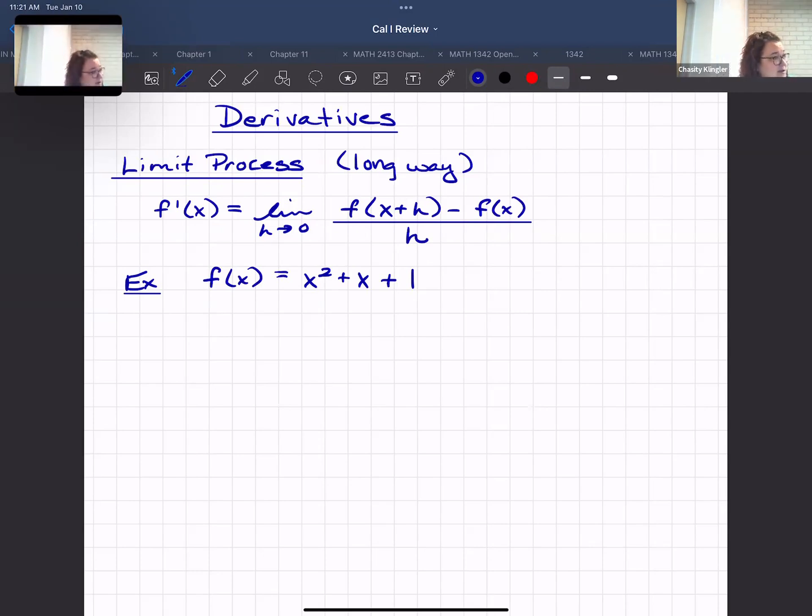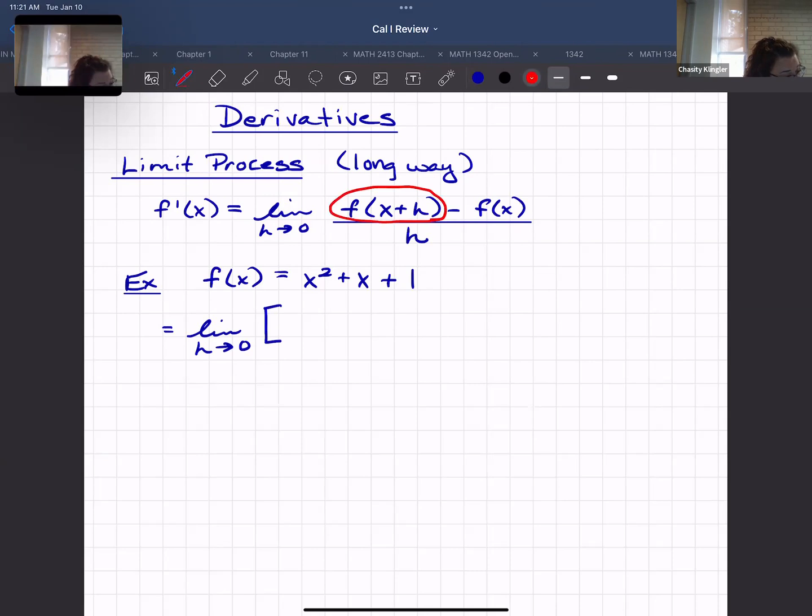So when I say find the derivative by the limit process, you're going to use that limit notation. So we're going to do the limit as h approaches 0. And I'm going to put a bracket here for this part. That's my first bracketed part. What does that mean to do? What does f of x plus h mean?